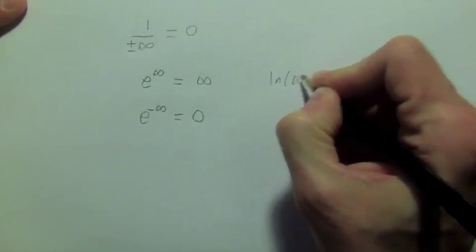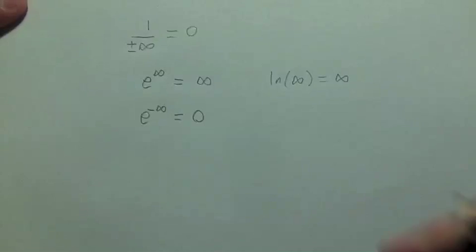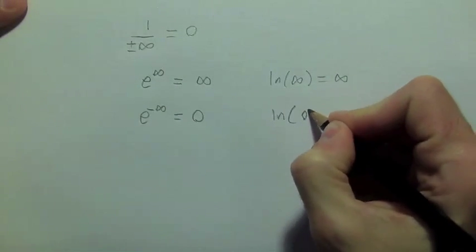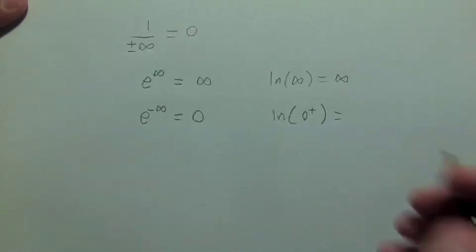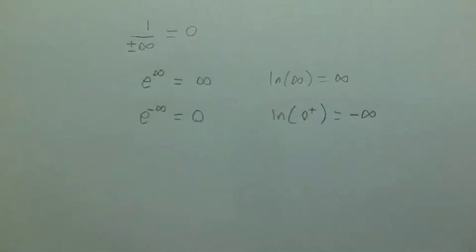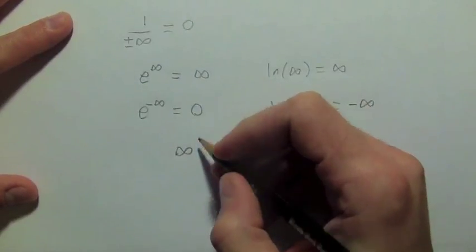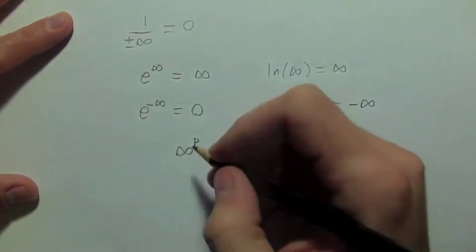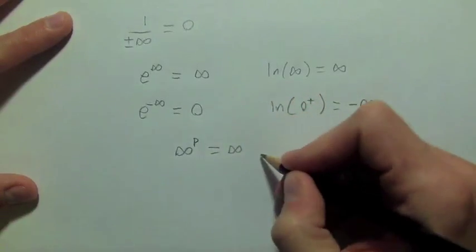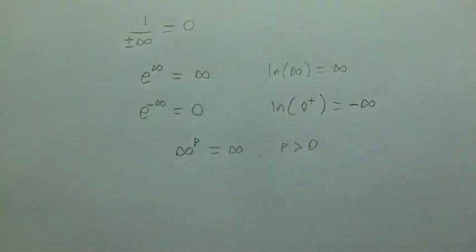You know, the natural log of infinity is infinity, and the natural log of 0 coming from the right. Remember, the natural log of 0 is undefined, but the natural log of 0 coming from the right, that limit is negative infinity. You should never write these, but I think these help get them in your head a little bit. Infinity to a positive power is infinity. So that should help a little bit.